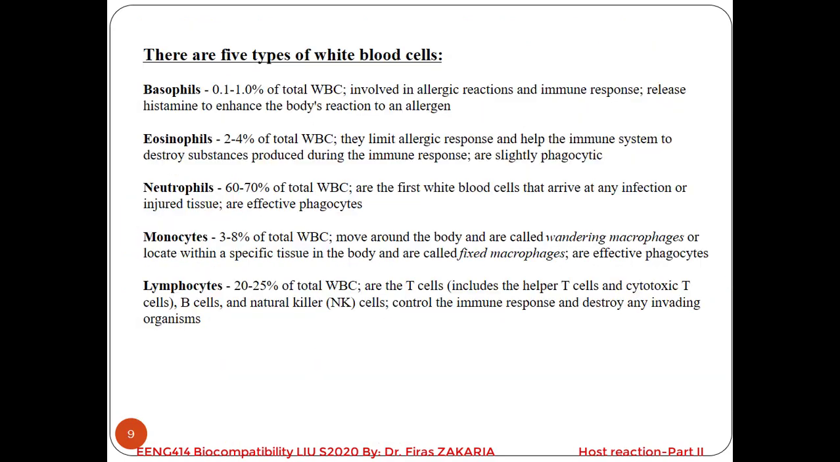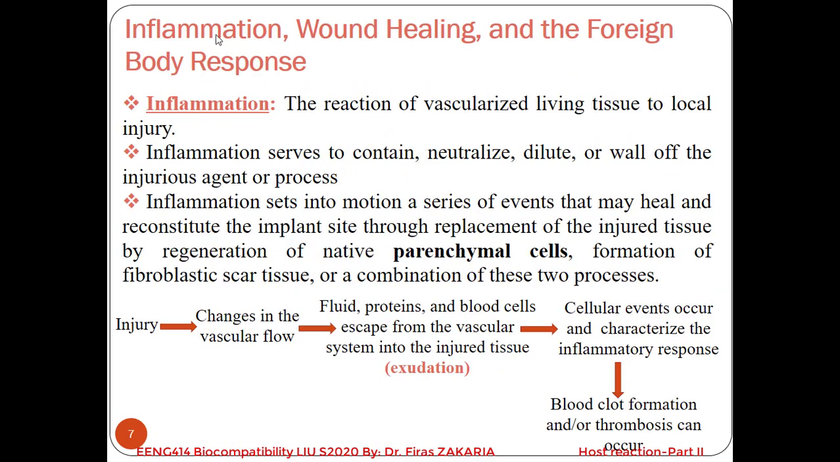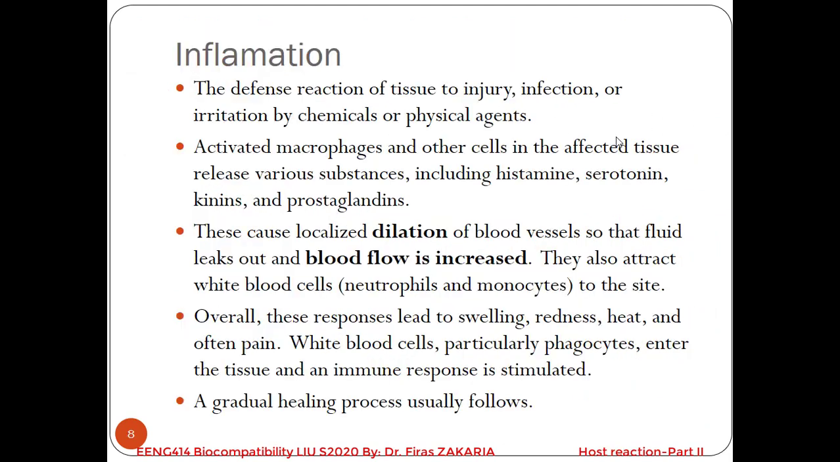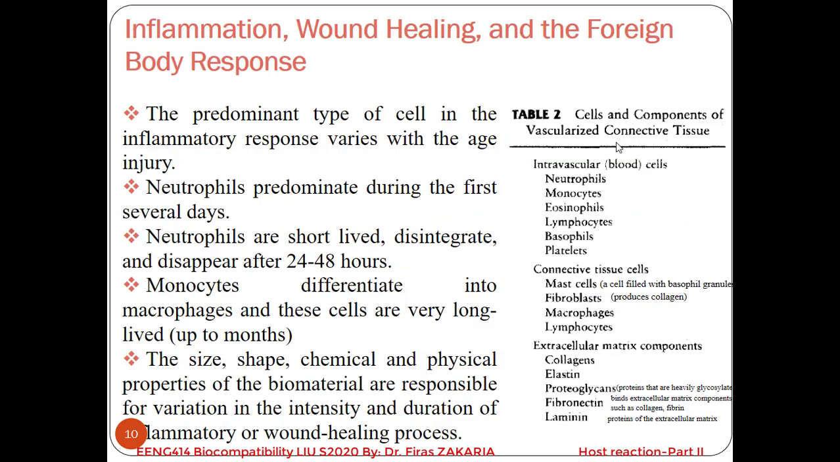اوكي، فإذا نحن قبل حكينا انه الانفلاميشن هي reaction of vascularized living tissue to local injury. And when I say vascularized living tissue, what are the cells and components of vascularized connective tissues? You should know that the cells and components of the vascularized connective tissues are the following, are given in this table. So the intravascular blood cells are the neutrophils, monocytes, eosinophils, lymphocytes, basophils, and platelets.